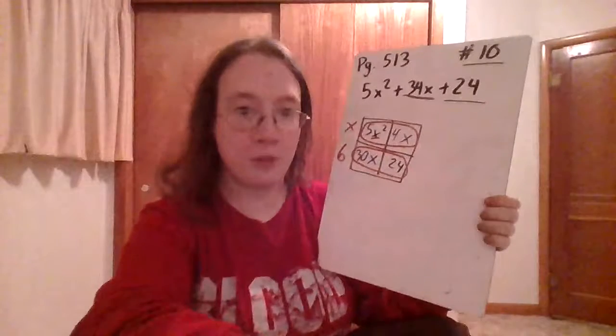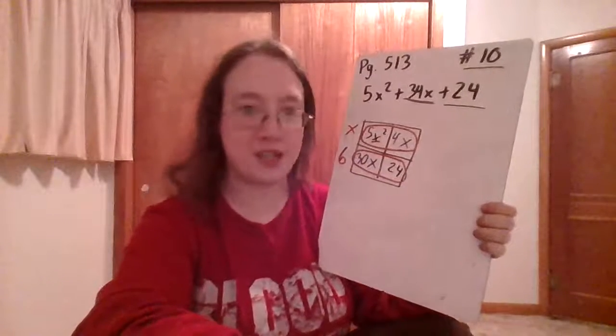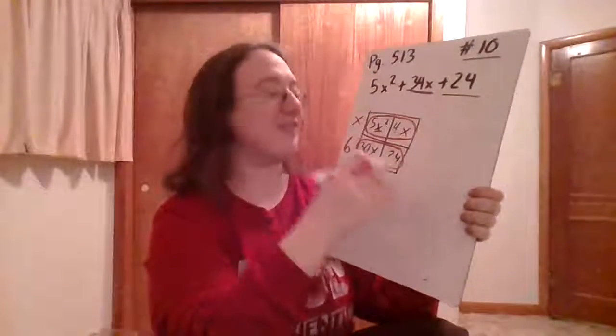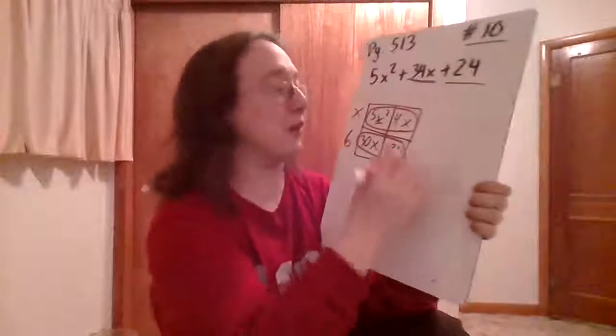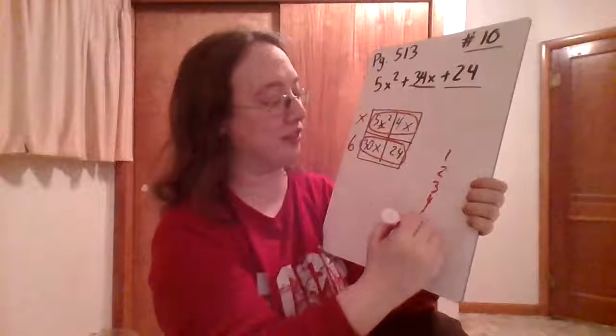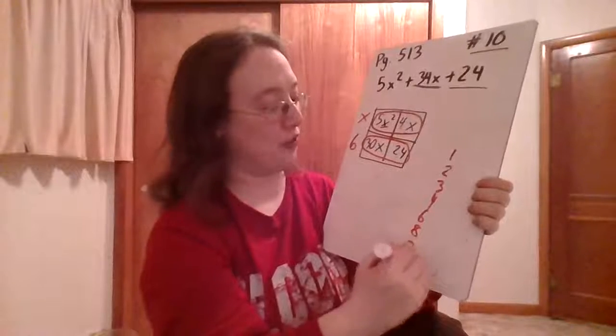If there's more than one thing that goes into both of your numbers, you want to make sure you get the biggest thing. If you're stuck, it's a good idea to start with your smaller numbers. So if we're looking for things that go into 24, we've got 1, 2, 3, 4, 6 does, 8 does, 12 does, 24 does.